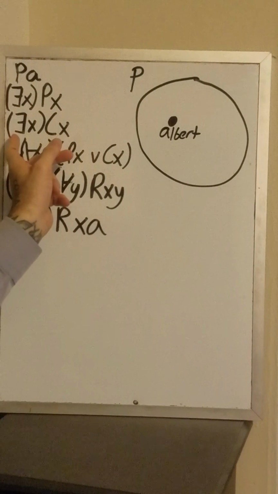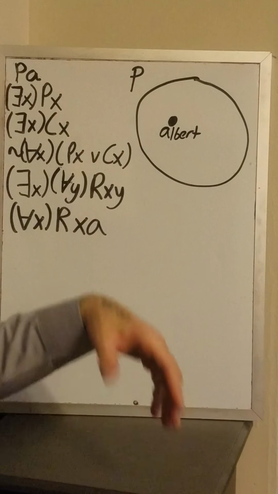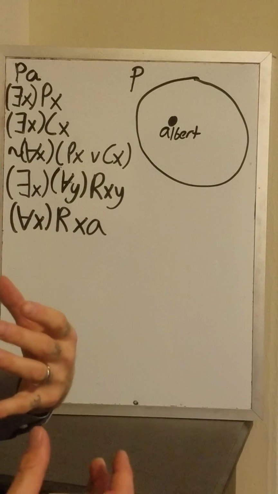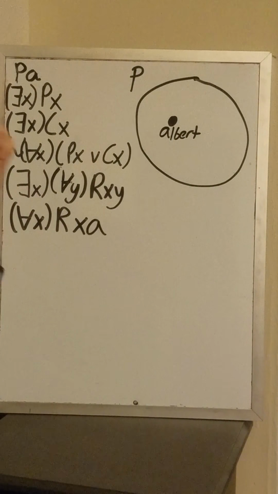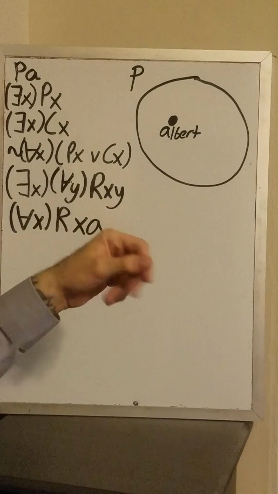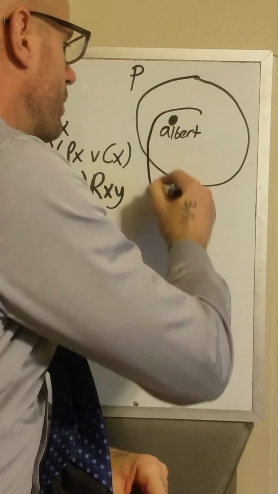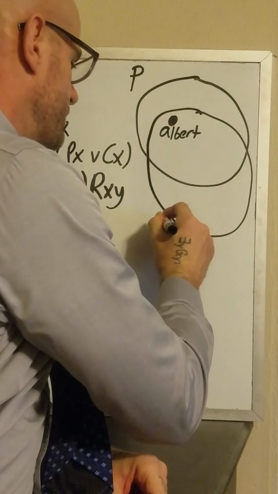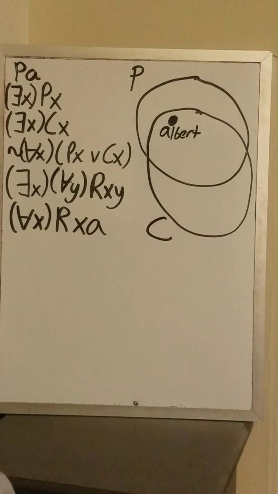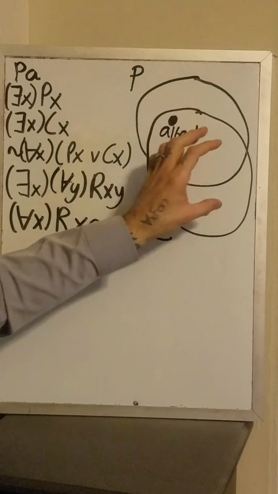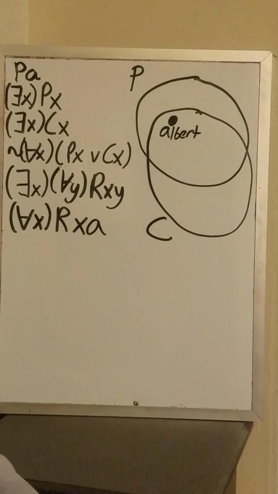And something is C as well. Okay, so something is C. We need a new circle in order to represent the extension of this new predicate C. But we don't have to add anything else to our domain or to our universe of interpretation. We can just have these two circles overlap. So Albert is P and C. As long as you don't have too many predicates that you're working with, you can have them all overlap, which is kind of useful.